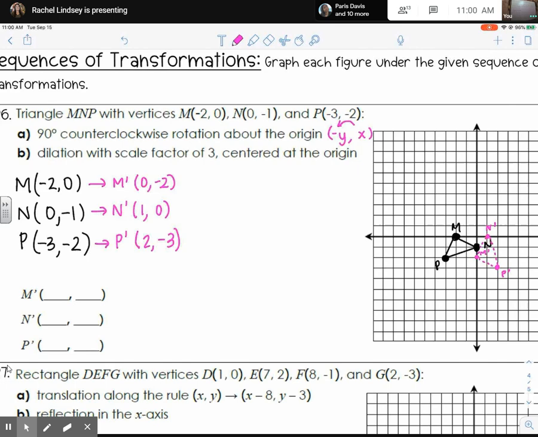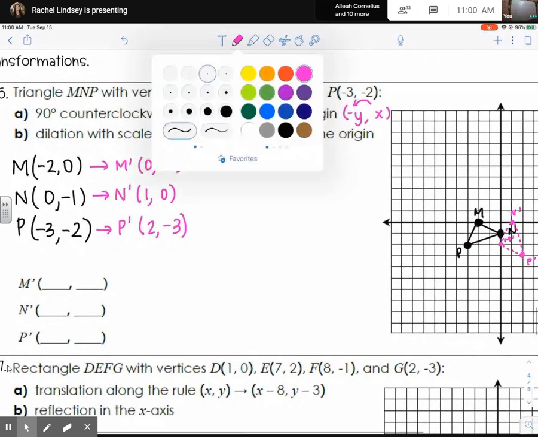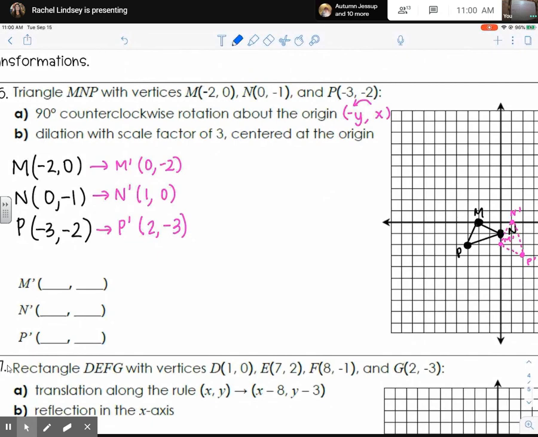And then the last thing is you're going to dilate with a scale factor of 3. So I'm going to multiply all those coordinates by 3, and put them in the blank down at the bottom. So 0 times 3 is 0. What's -2 times 3? -6. 1 times 3 is 3. 0 times 3 is 0. 2 times 3 is 6. And what's -3 times 3? -9. So there's my coordinates of my final image. That's crazy.